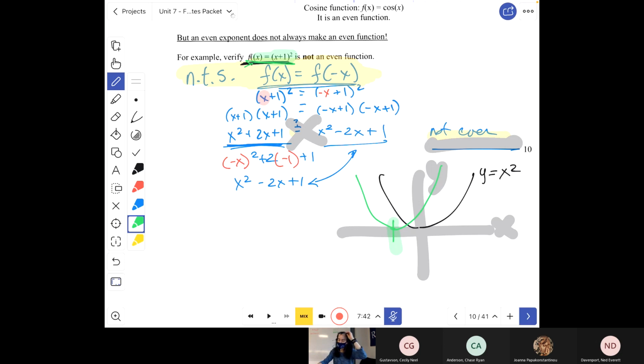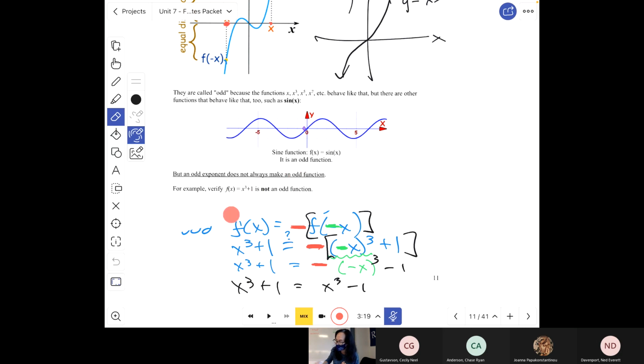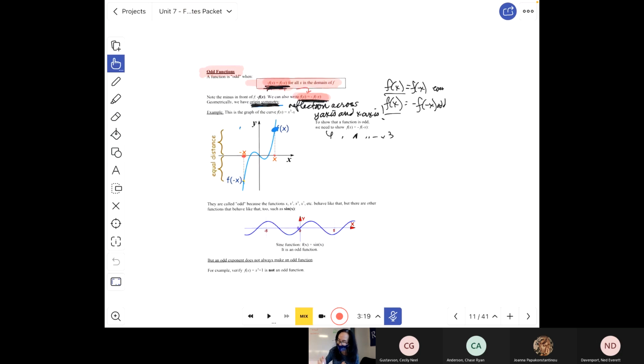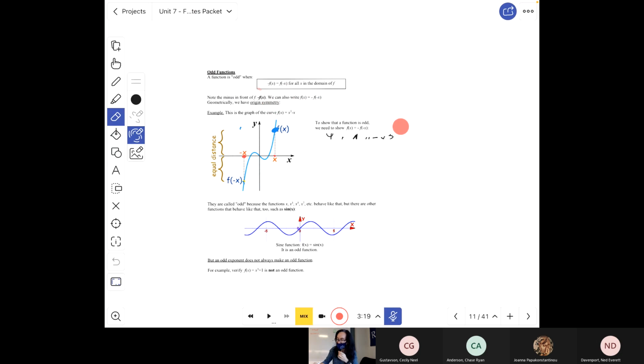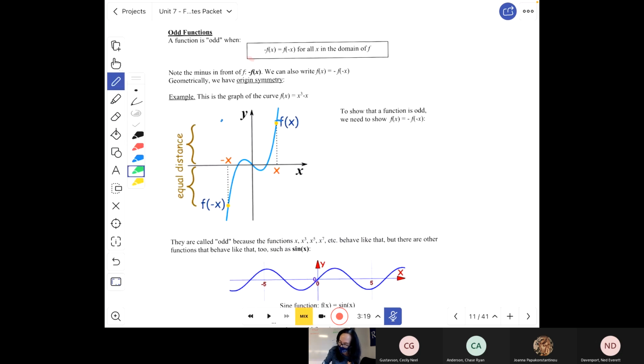Okay, let's look at more examples. So instead of even functions, what does it mean for a function to be odd? If being even means it's symmetric about the y-axis, what does it mean for it to be odd? For it to be an odd function, I have to show something else. And you could probably try to guess what it means to be an odd function, but I'm just going to tell you. To be an odd function, I have to show this.